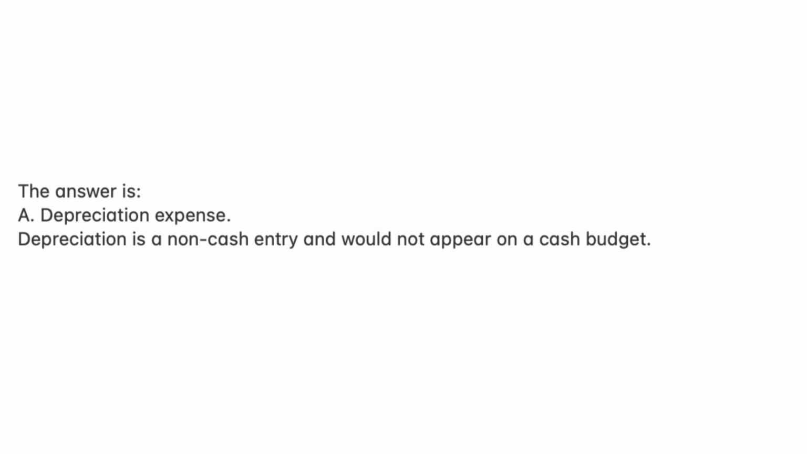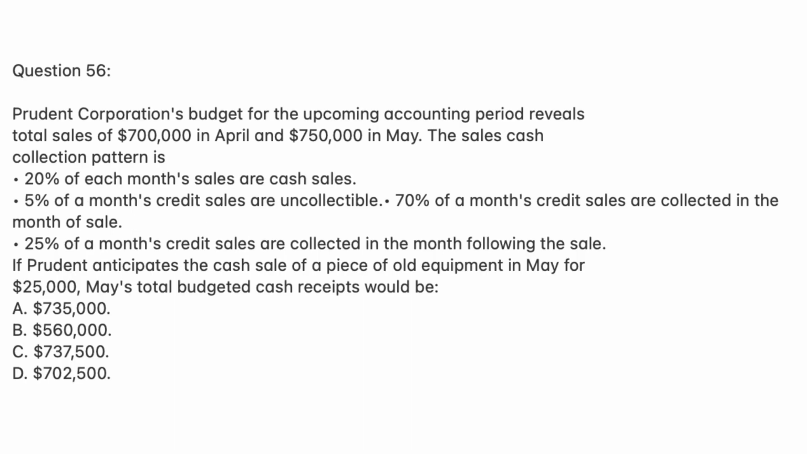Depreciation is a non-cash entry and would not appear on a cash budget. Question 56. Prudent Corporation's budget for the upcoming accounting period reveals total sales of $700,000 in April and $750,000 in May. The sales cash collection pattern is 20% of each month's sales are cash sales.